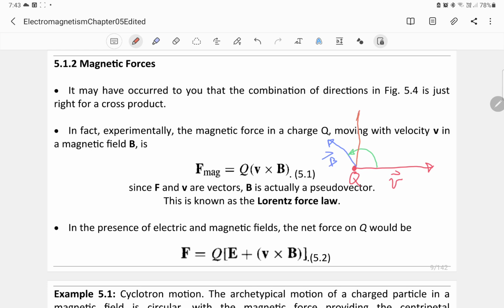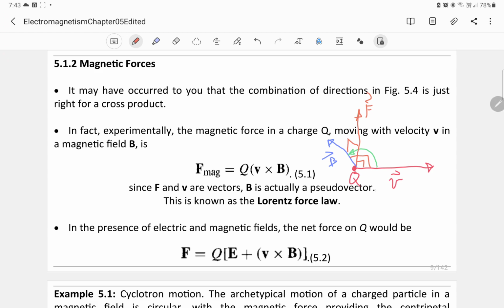Your force would be here. And by the way, F and V should be perpendicular, P and F should be perpendicular, and B and V should be perpendicular. So let's try another case.